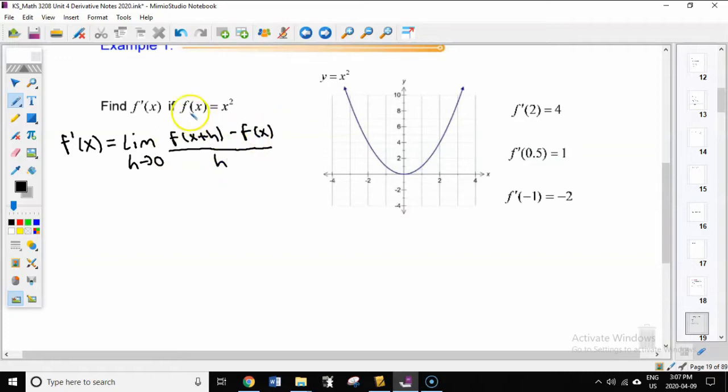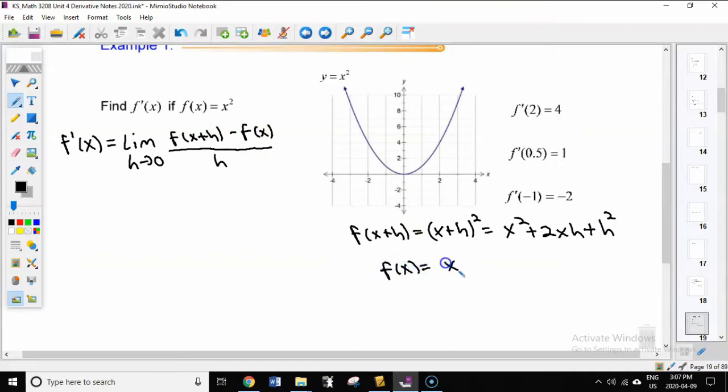So like before, we can get the x plus h and the f of x on the side. That's what I like to do. So f of x plus h is really x plus h squared, and that comes out to a binomial squared, which would give me x squared plus 2xh plus h squared, and then f of x is just x squared. So f of x equals x squared.